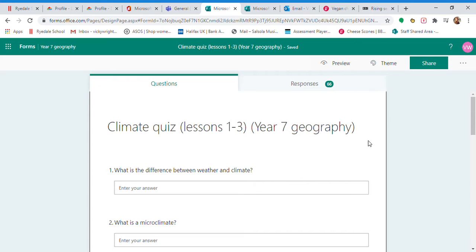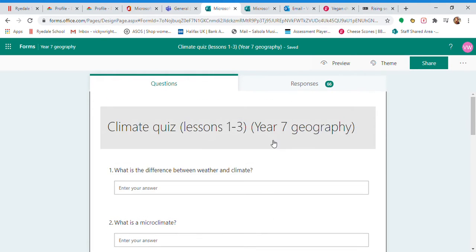Hello, Year 7. I'm going to go through the answers to the last two quizzes for the climate topic. I was going to go through strengths and weaknesses, but it's a bit of a mixed bag across the board, so I'm just going to go through and explain the answers, especially to the more difficult questions. Okay, so I'll start off with the first quiz and then I'll move on to the second one.